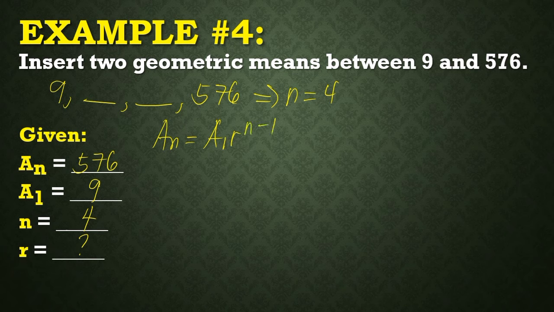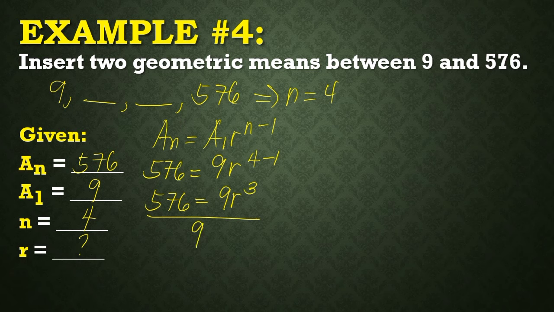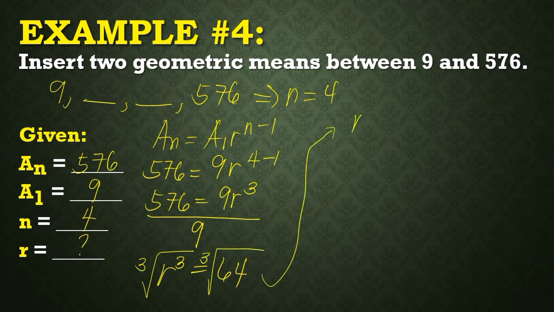So, A sub n is 576 equals A sub 1, the first term, that is 9. And then R raised to n minus 1, that is 4 minus 1. And then 576 is equal to 9R, 4 minus 1, that is 3. And then we divide the whole equation by 9. So R cubed is equal to 576 divided by 9, that is 64. And then we extract the cube root of both sides. So our common ratio is 4. Because 4 times 4 times 4 is equal to 64.